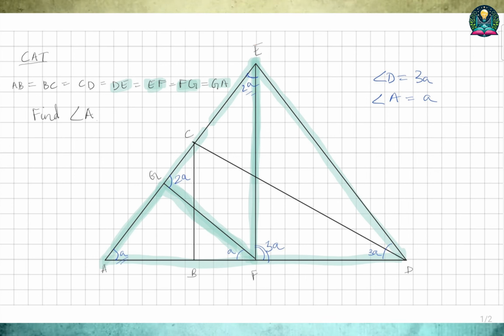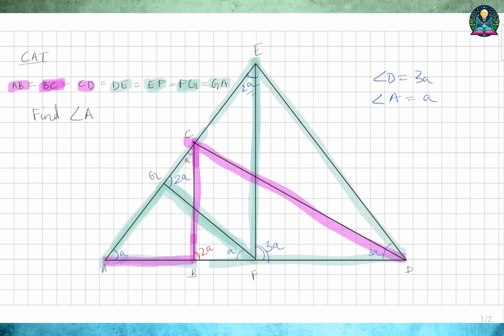So let's try solving it from the left side. So here we have AB is equal to BC. Let's mark it in the figure. Here we see that ABC is an isosceles triangle. So angle BCA is equal to A. Following the same process, let's mark the exterior angle of triangle ABC, which would be 2A. Then we have BC is equal to CD. Again, it's an isosceles triangle. That means angle CDF is also equal to 2A.